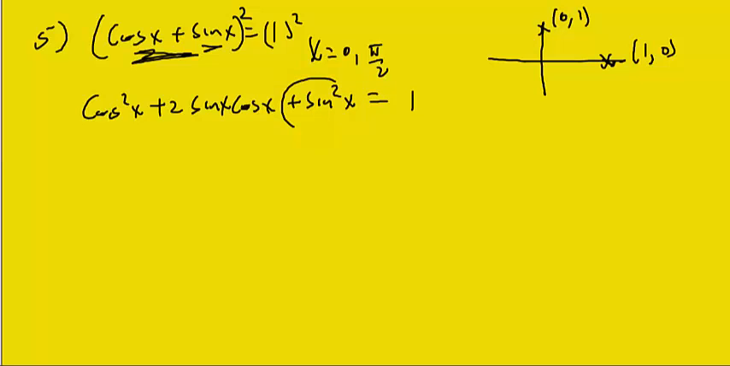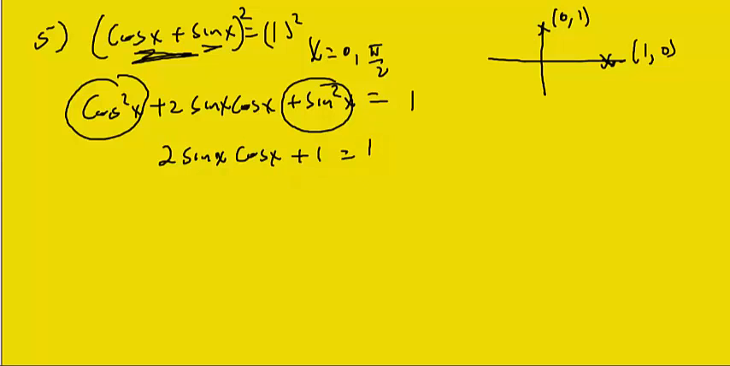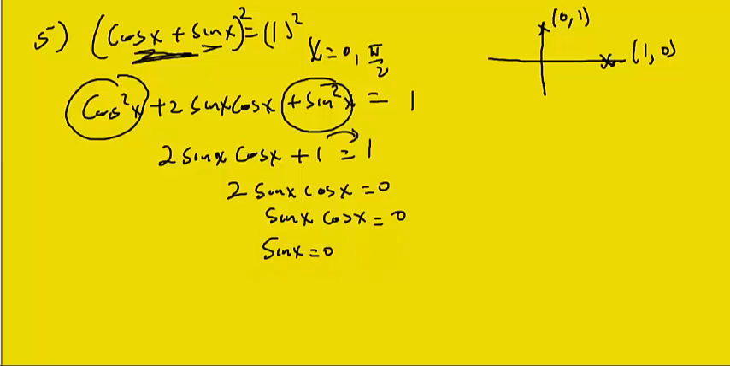Then I notice sine squared plus cosine squared is a trig identity. That's 1. So I get 2 sine x cosine x plus 1 is equal to 1. Take the 1 over, you get 2 sine x cosine x is equal to 0. Divide by 2, you get sine x cosine x is equal to 0. Set each factor equal to 0. Sine x equal to 0. Cosine x is equal to 0.